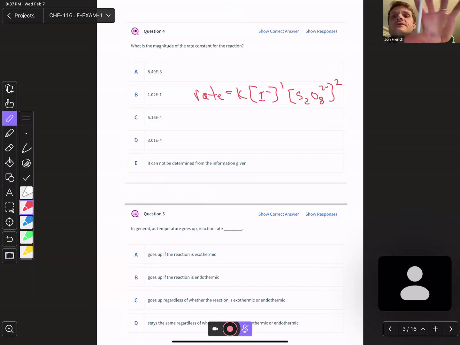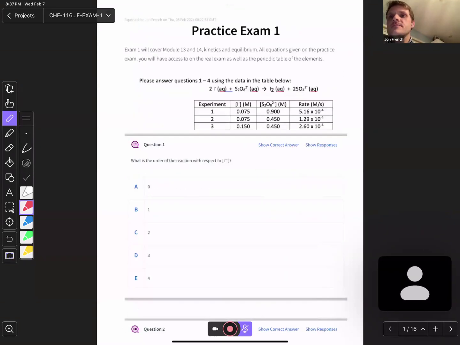Now that we found the rate law for this reaction, all you want to do is just go to one experiment and pick the concentrations from that experiment, the rate from that experiment, and just plug it all in. So we'll go back, we'll grab experiment 1. All right, there's my concentration, 0.075, 0.9, and 5.16 times 10 to the minus 4. Plug all of that into the rate law that you came up with.